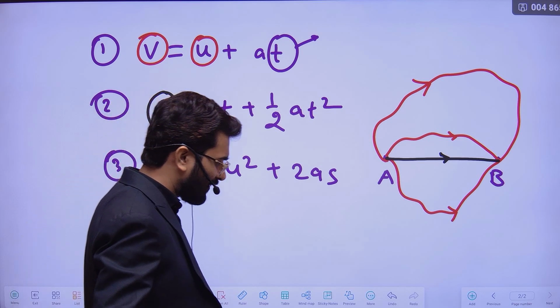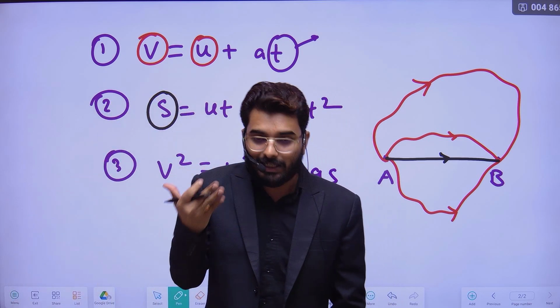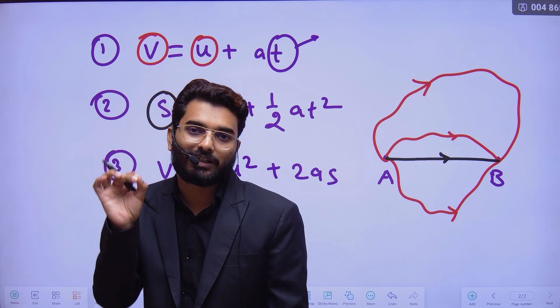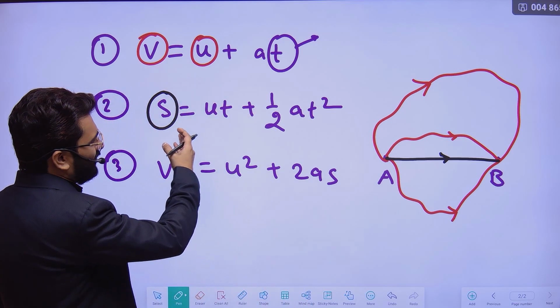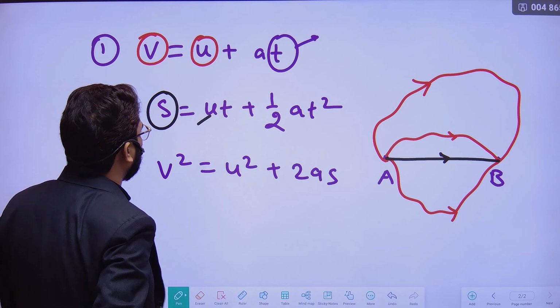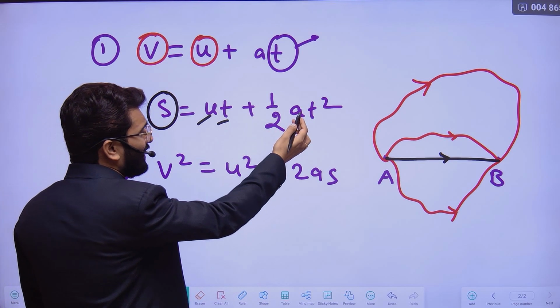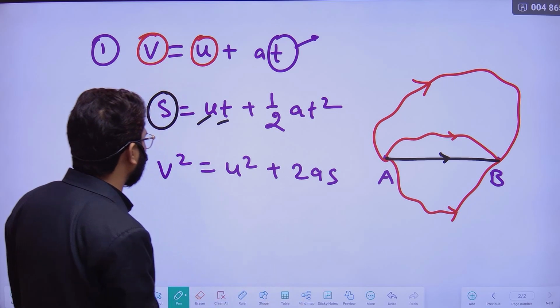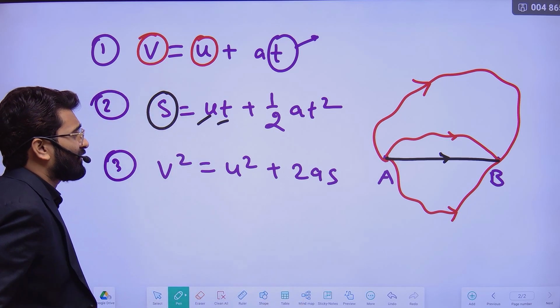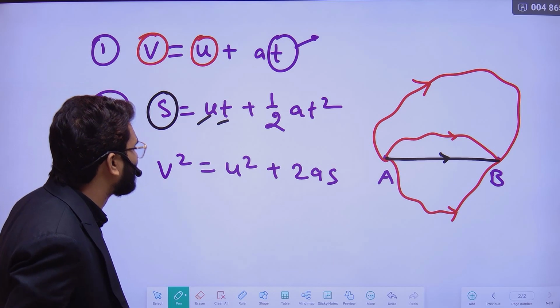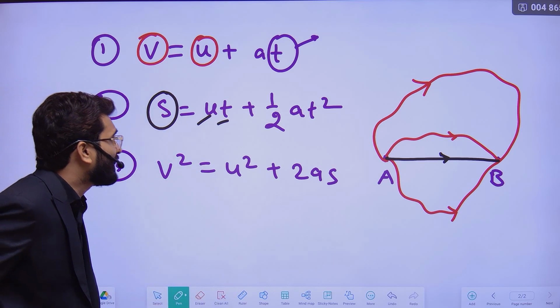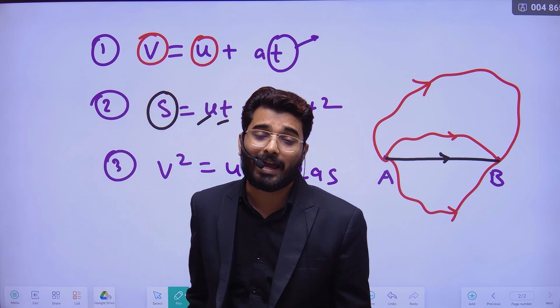Somewhere S is written as D. D also represents the distance covered. Everything is what you already know. U is initial velocity, T is time, half is acceleration, T is again time, and this second equation of motion correlates these terms: distance covered, initial velocity, acceleration and time.